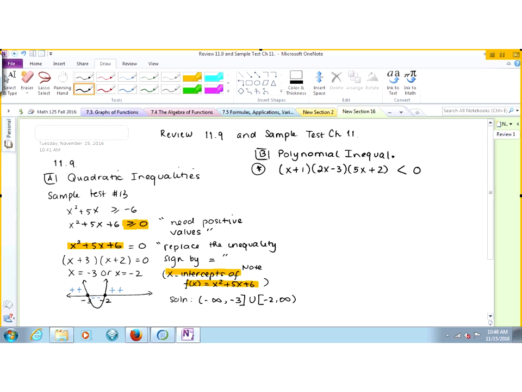So this is a cubic polynomial, right? Because you have x times 2x times 5x. This is actually a cubic polynomial. Yeah. Now, first of all, do we want positive or negative? Negative. So we need negative values. All right. Now, how do we solve it next? What would you do?